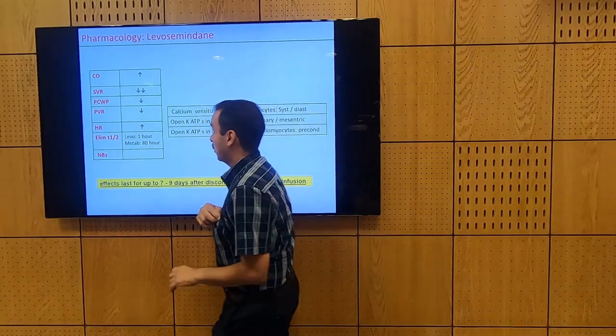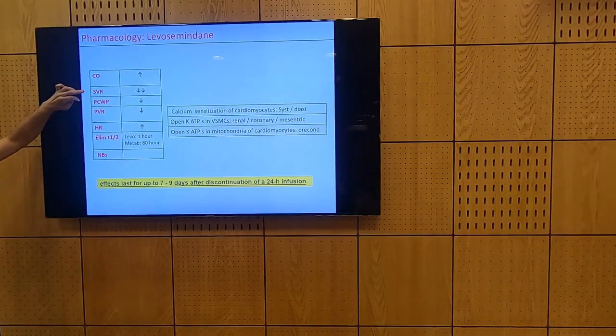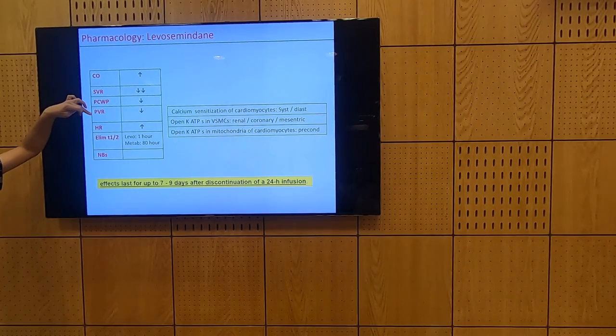The hemodynamic profile of levosimendan: of course it will increase the cardiac output. It will decrease the systemic vascular resistance, so it is an inodilator. It will decrease the congestion, the wedge pressure, and it will decrease the pulmonary vascular resistance. So it is another good drug for patients with right ventricular dysfunction.